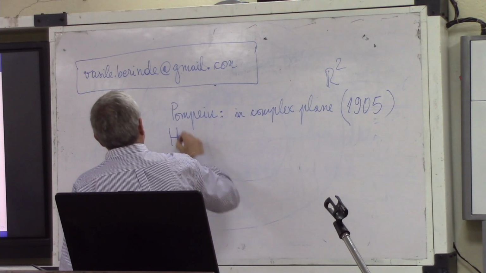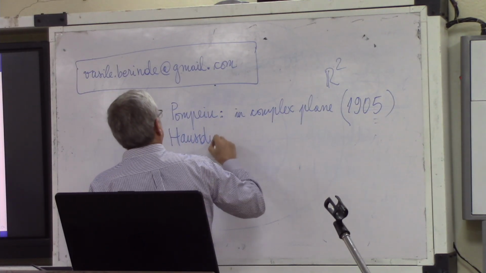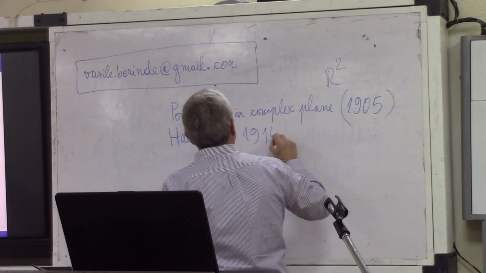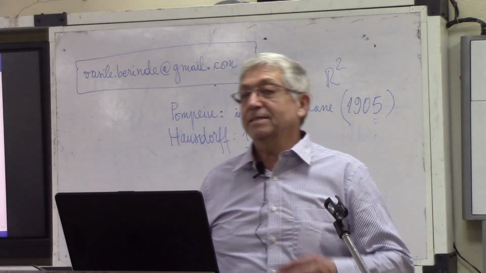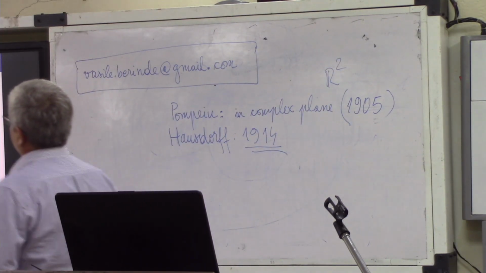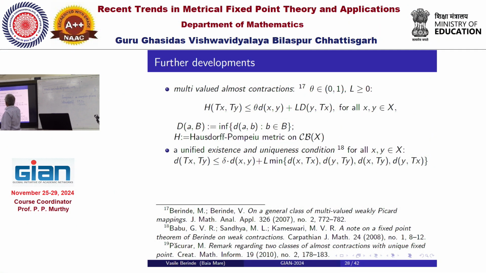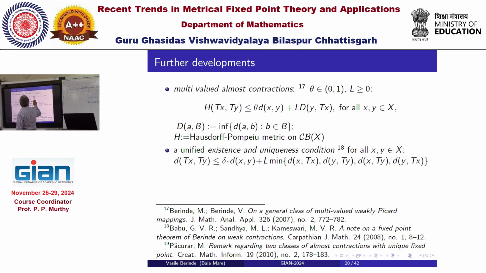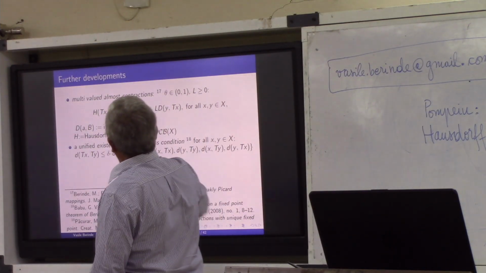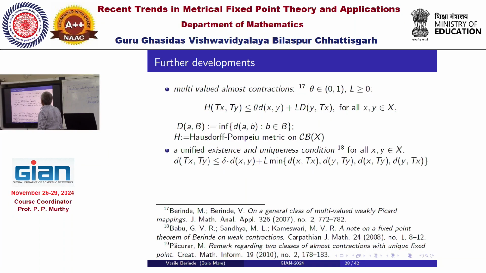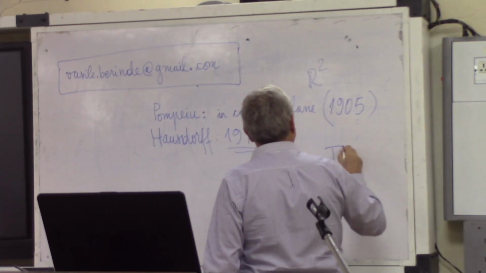Then Hausdorff, he was a great German mathematician. He wrote a monograph this year, and he discussed in more detail this distance between sets. So this is the Pompeiu-Hausdorff or Hausdorff-Pompeiu metric on the class of closed bounded sets, parts of X. So we are in a metric space, and the condition for multi-valued almost contraction is quite similar to the single-valued case. We have this H distance between Tx is a set, Ty is a set, and fixed point for a multi-valued map, if you are not familiar, means x belongs to Tx, because Tx is a set.